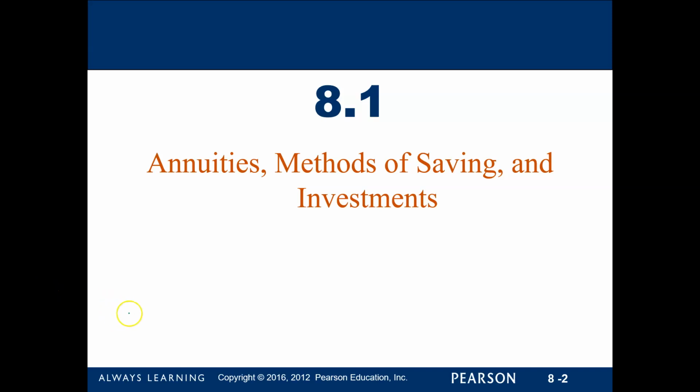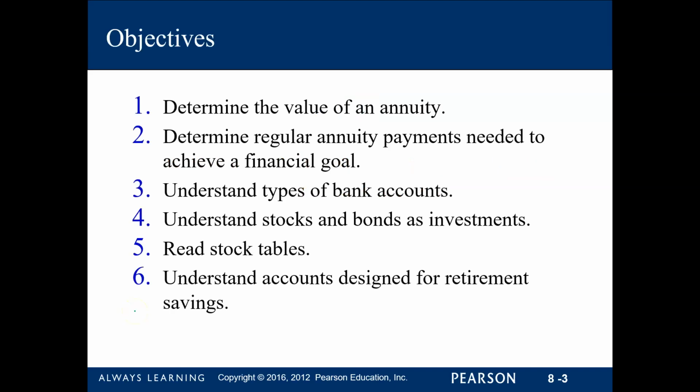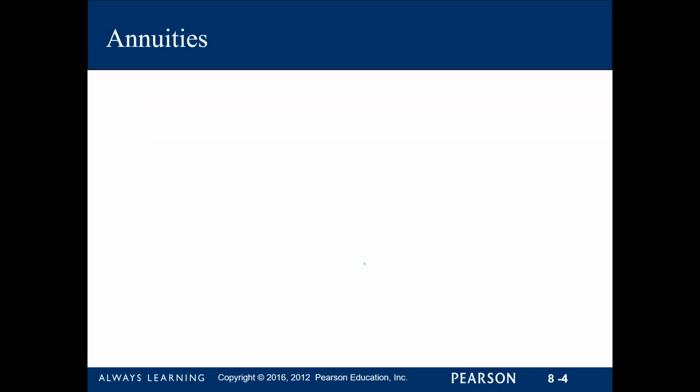So for this particular lesson, we have several objectives. We'll determine the value of an annuity, the regular annuity payment, so that you can achieve the financial goal. We'll look at different types of bank accounts, stocks, bonds as investments, reading the stock tables, and also understanding accounts designed for retirement savings. So let's start with annuities.